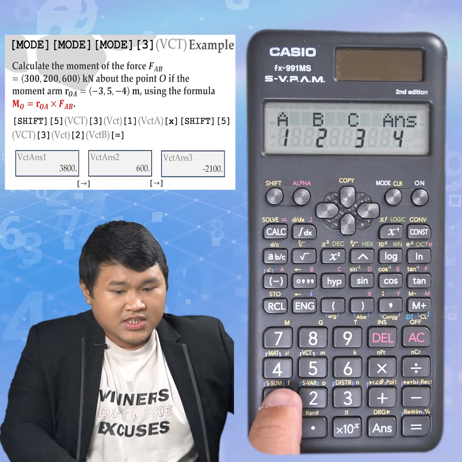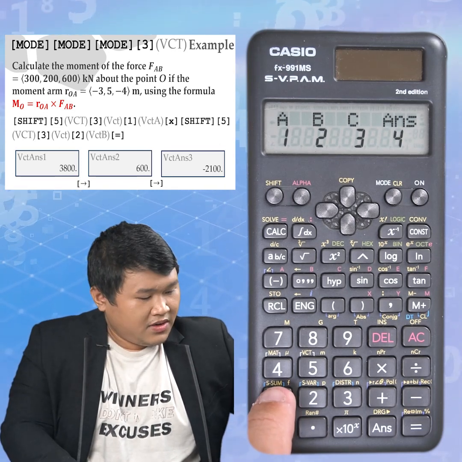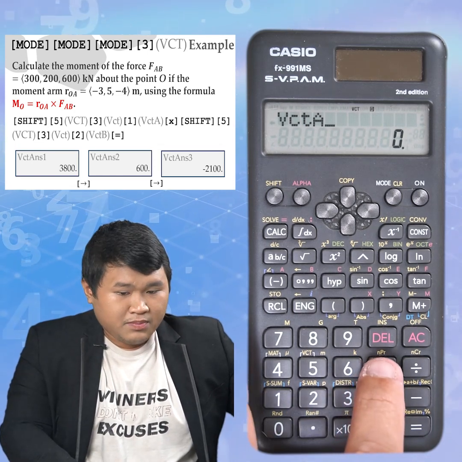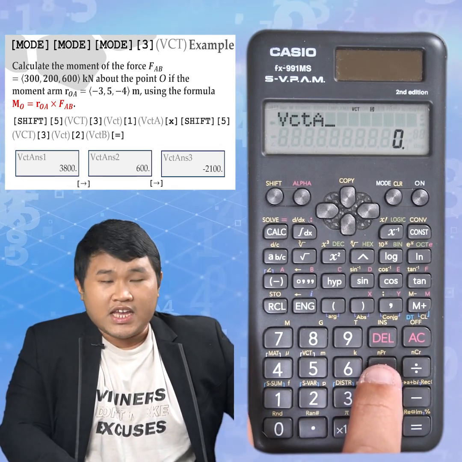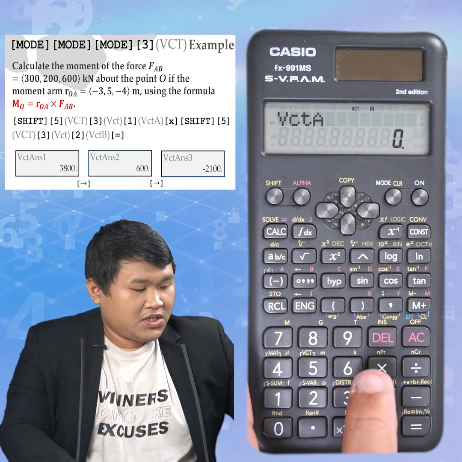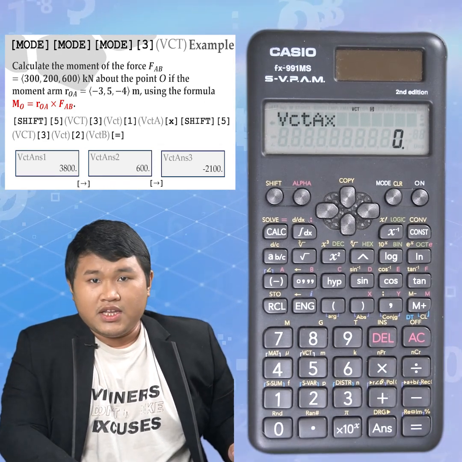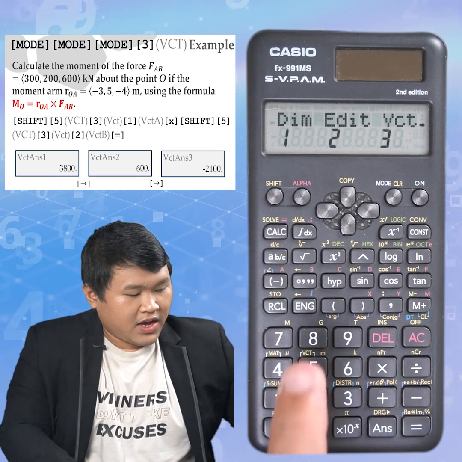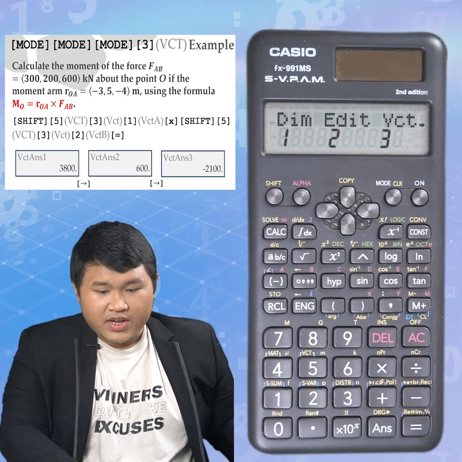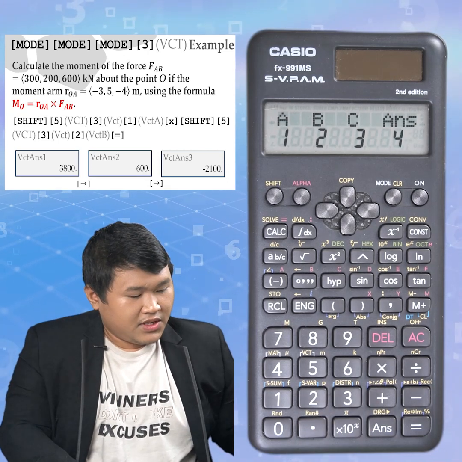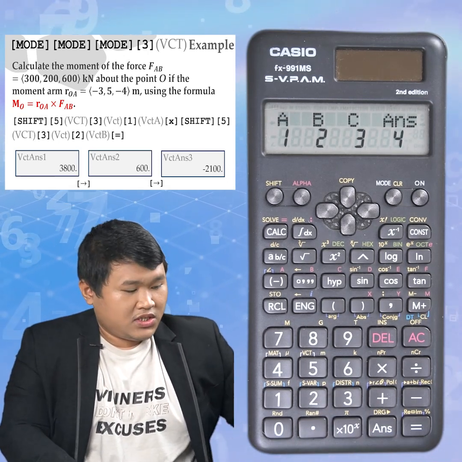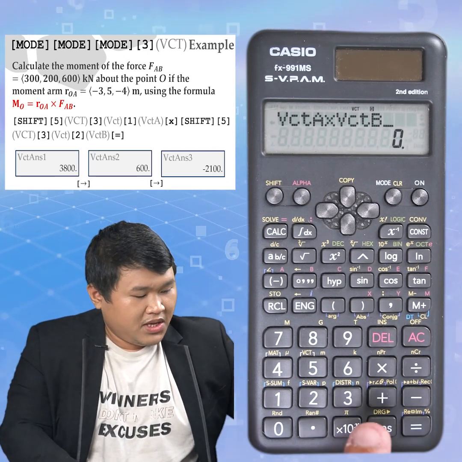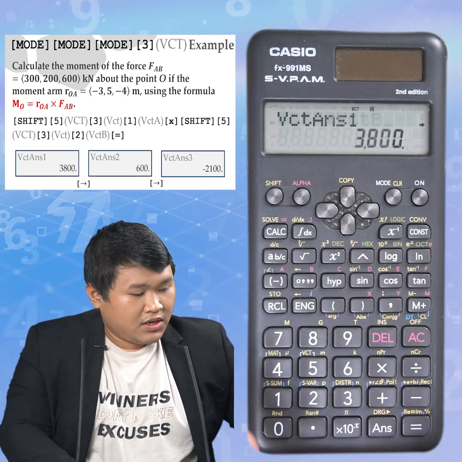So first, let's access vector A. Let's press 1. So it appears on the screen, vector A. Then for the cross product, let's press times. It's the usual times key for the cross product. And then let's access vector B. So Shift 5, and then vector, which is 3, and then 2, which is vector B. So here's the input, vector A times vector B. We can now press equals.